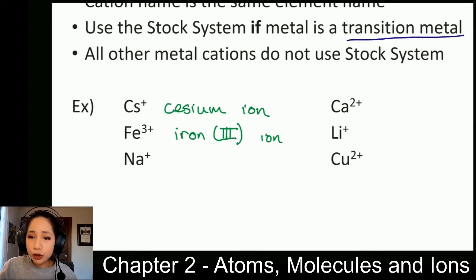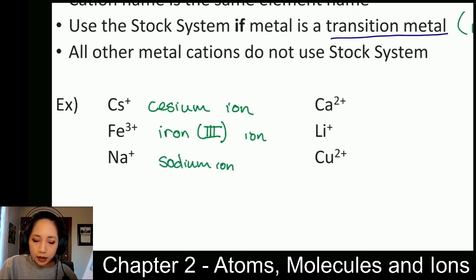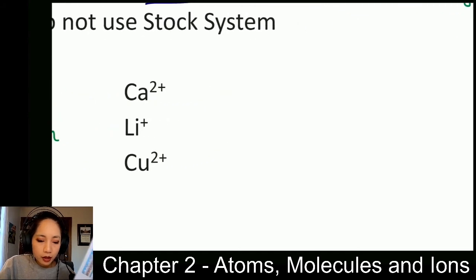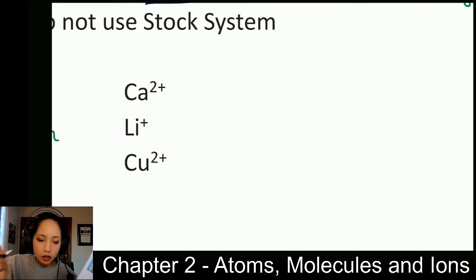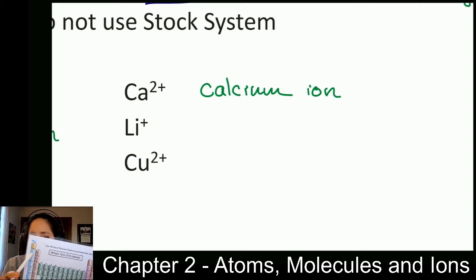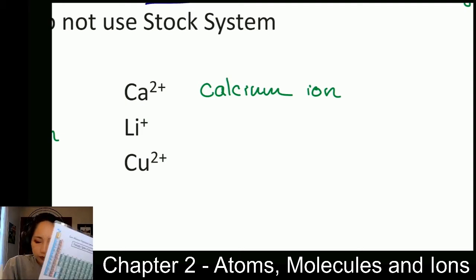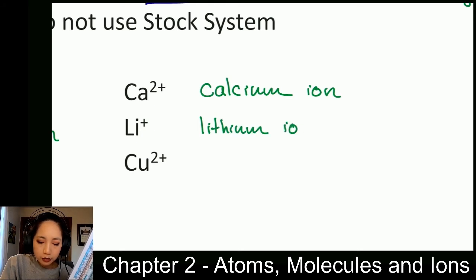Next we have sodium plus. Sodium is a main group element, so this would just be sodium ion. Let's keep going. Calcium is an alkaline earth metal. You can easily predict the charge. It loses 2 electrons, so calcium 2+. No need to use the stock system here because it's a main group element. So this is just calcium ion. Lithium, the alkali metal, loses 1 electron, so this is just lithium ion.